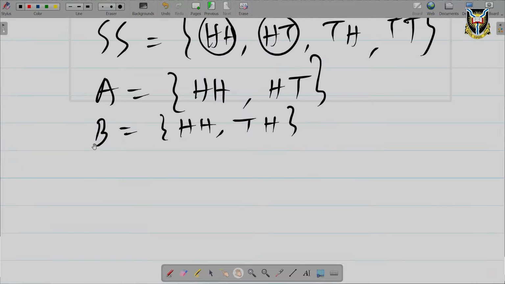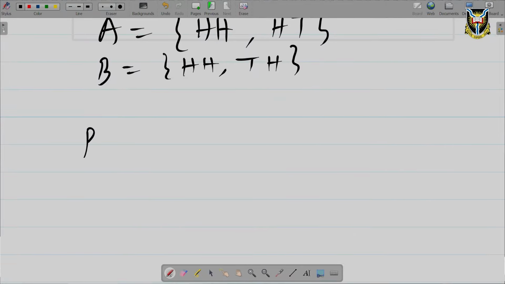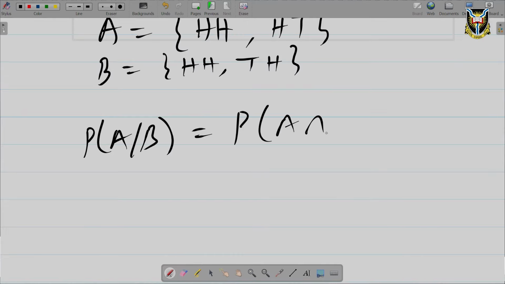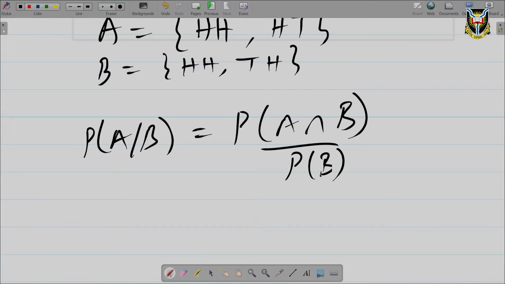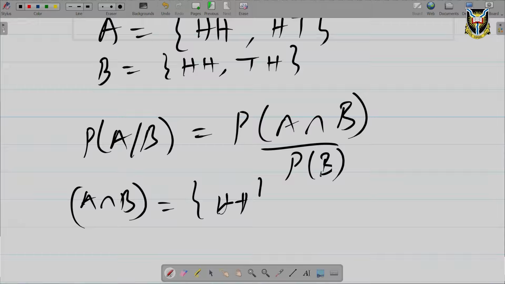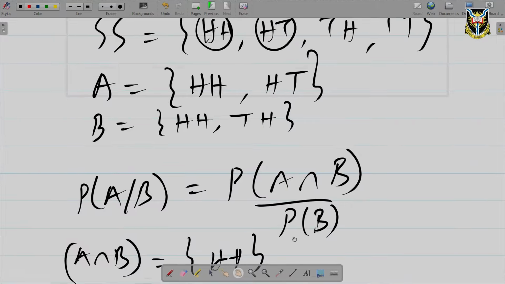Don't forget, we already said probability of A given B equals probability of A intersection B divided by probability of B. So the first thing we want to do is find A intersection B. Now, A intersection B here will be the set of head-head. We have written all this out as events, but now let us write them as probability values.